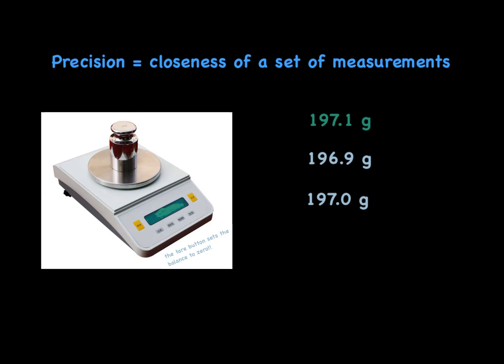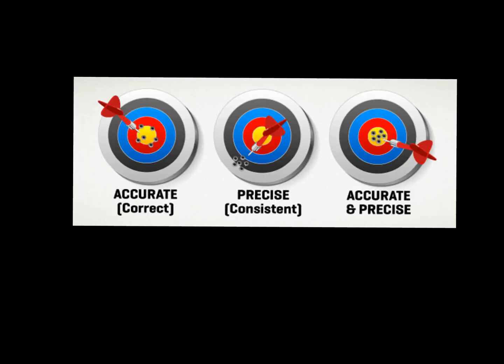But remember, it was a 200 gram weight, so my measurements were not really accurate. It might be easiest to think about this as accuracy means I'm getting the correct measurements. Precision means I'm getting consistent results, although they might not be the correct results. In the lab, we're going to strive for both accuracy and precision.